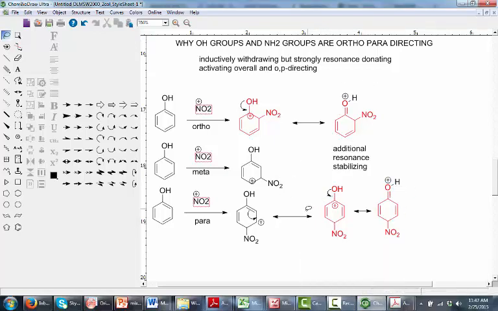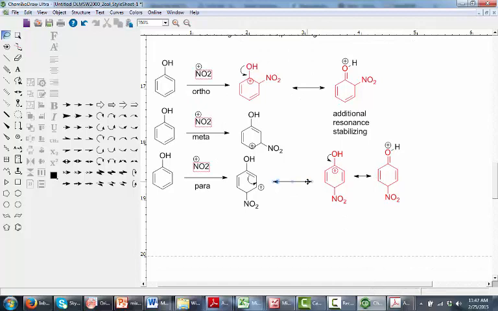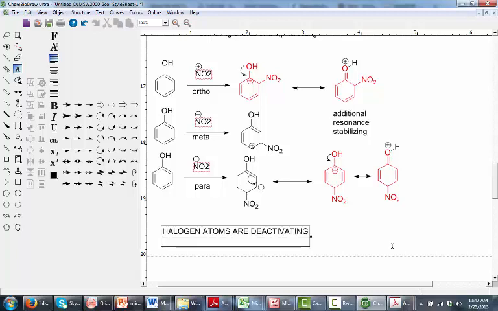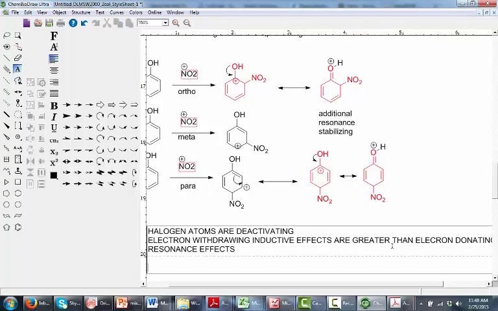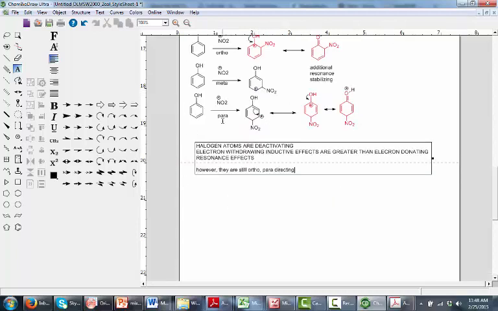Now, halogen atoms are deactivating, okay, and they're deactivating because the electron withdrawing inductive effects are greater than electron donating resonance effects. However, they are still ortho-para directing because they, like these OHs, have the lone pair of electrons that they can use to form extra resonance forms. So I'm just going to show one case of that.